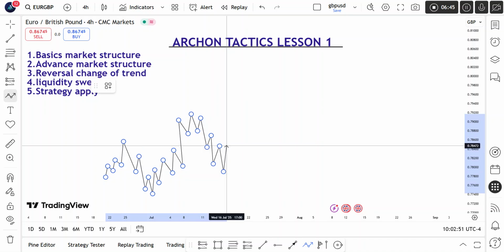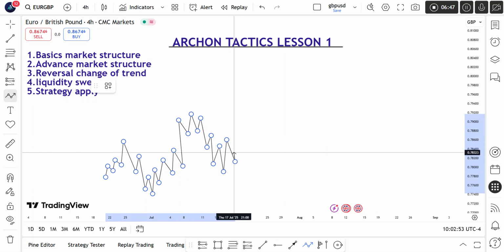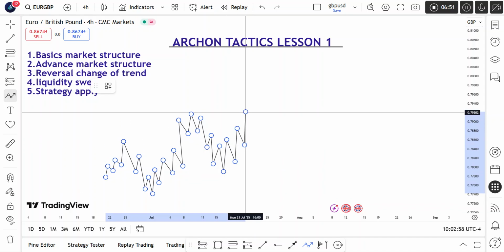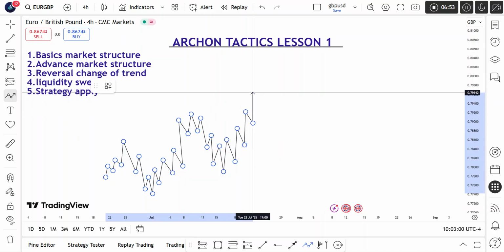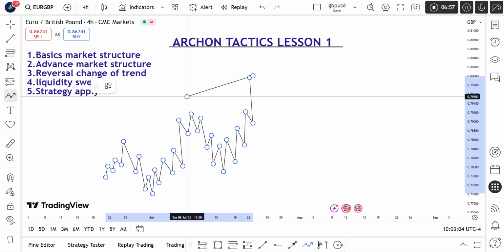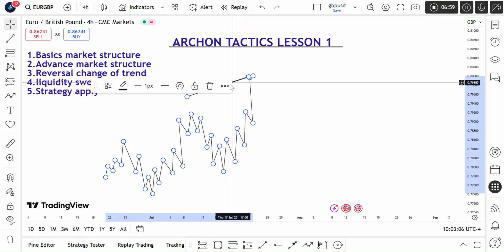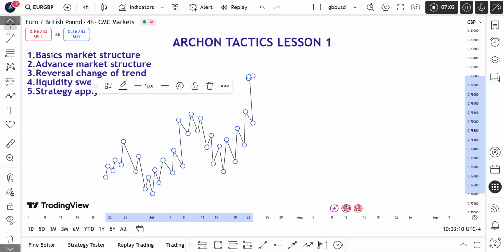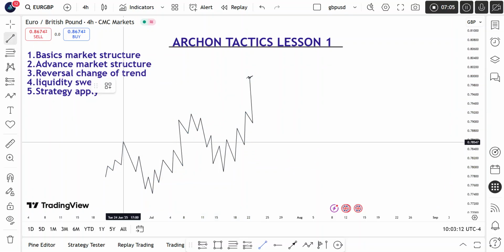I don't know if I make it this clean, but we're gonna say it. Yeah, this is the high. All right, so we have it here. Now we're gonna see the break here. This zone, we're saying that's the break of structure.